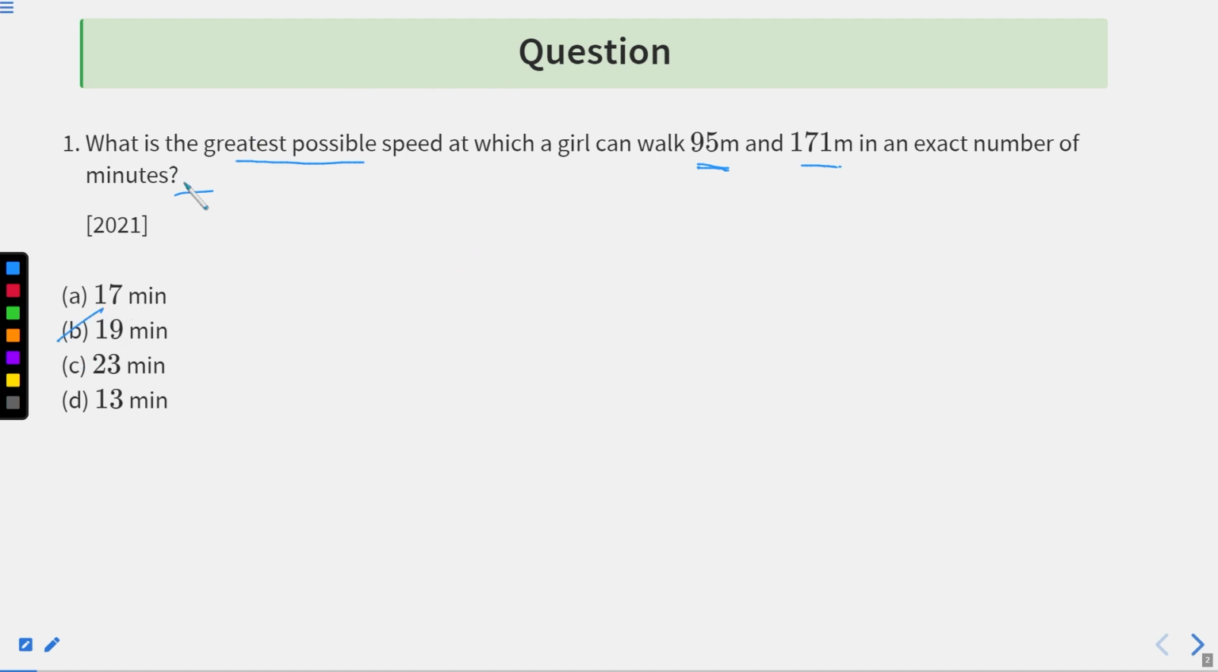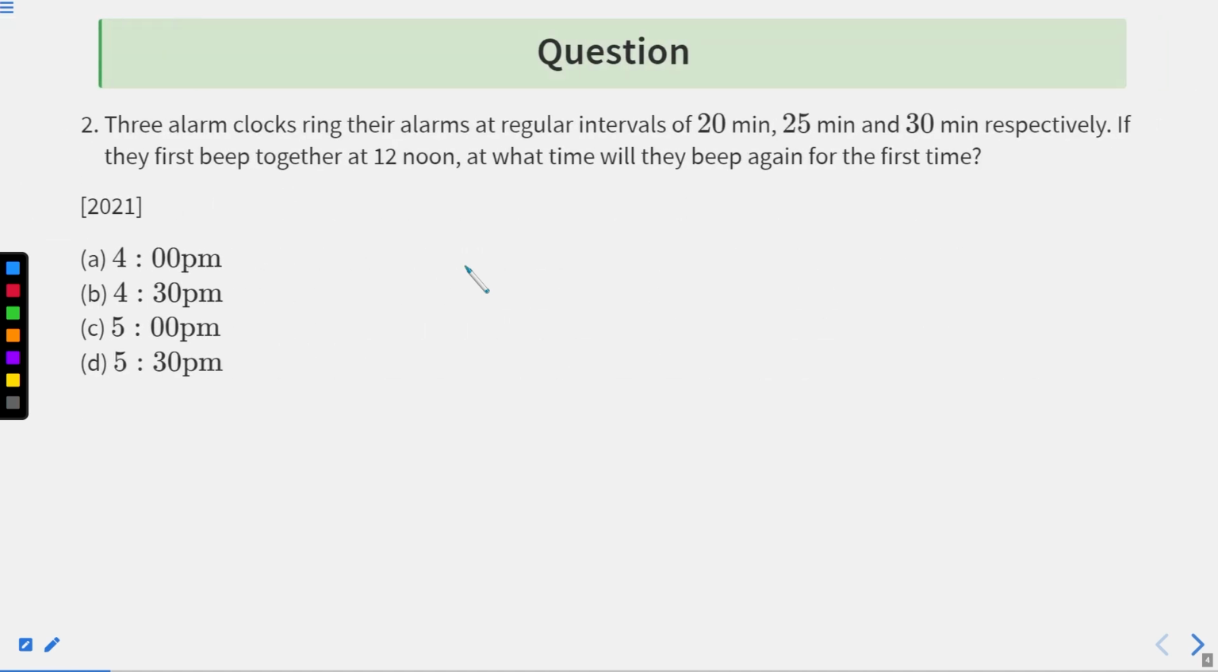So the greatest possible speed at which a girl can walk 95 meter and 171 meter in an exact number of minutes is 19. Okay, so here option B is the correct option. Now let us move to the next question.